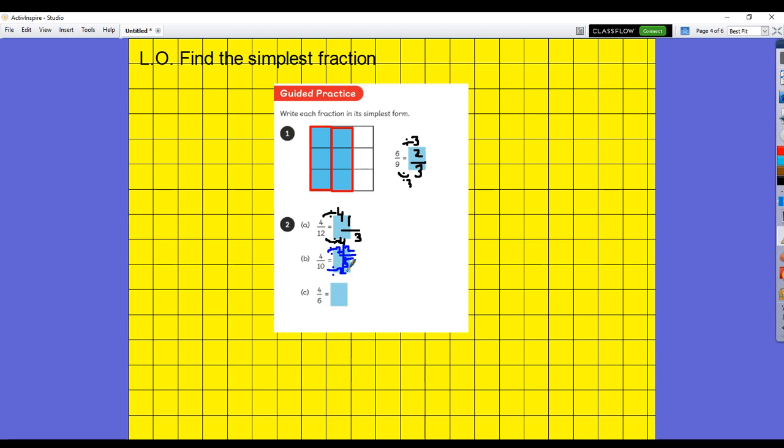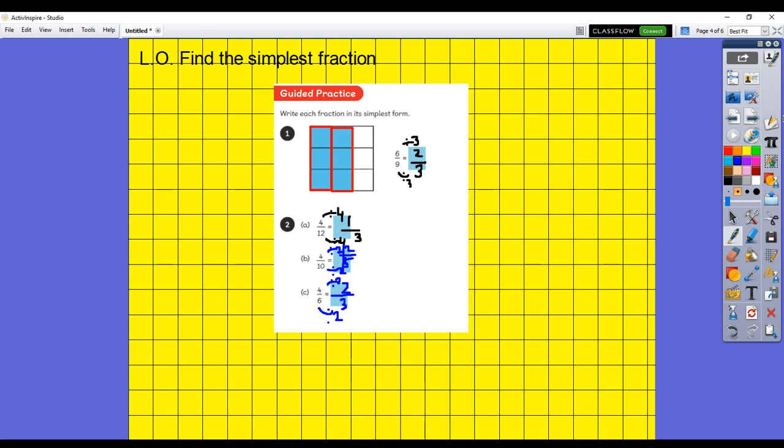It's just been simplified. What about 4 and 6 then? We know that it can't be 3. Even though 3 goes into 6, it doesn't go into 4. So let's try 2. We know 4 and 6 are both in the 2 times table. So 6 divided by 2 is going to be 3, and 4 divided by 2 is going to be 2. So that's 2/3, which is in its simplest form.